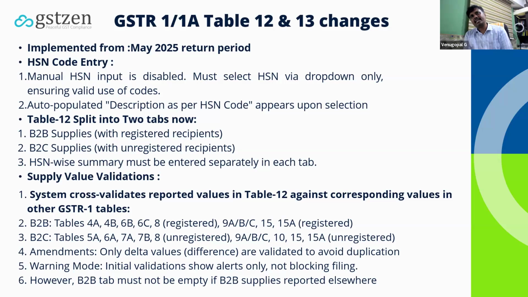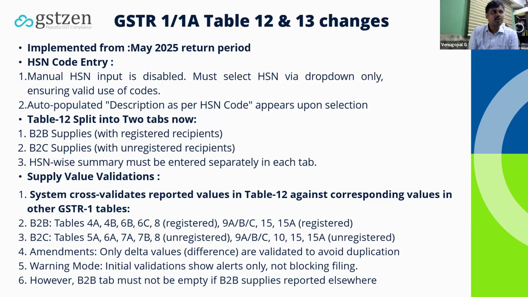They have also done the validation. If there are any values reported in table 4, 5, 6, right? Sorry, table 4 and 6, 5 is B2C large, table 4 and 6 should be reported as B2B. Table 5A, 6A, 7A should be reported as B2C. What is 6A? It is export. 6B and 6C are deemed exports and supply to SEZ. I'll touch upon this again in the GSTR1 section.